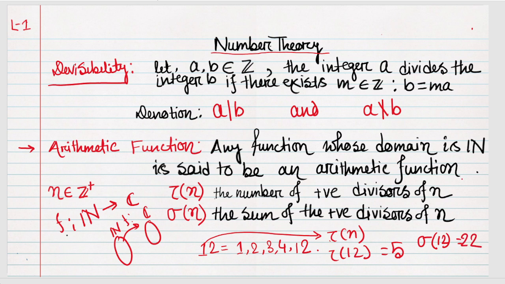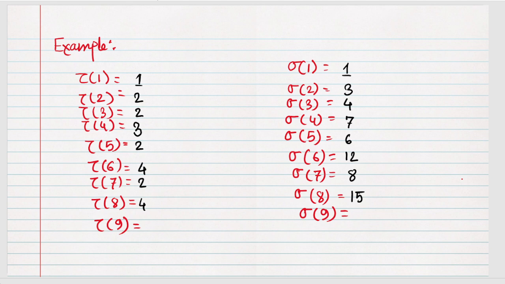If we move to our next slide, there are a few examples: tau of 1 equals 1, tau of 2 equals 2, tau of 3 equals 2. Similarly, if you solve the following consecutively, then you will get the answers 1, 2, 2, 3, 2, 4, 2, 4, 3 for the taus of 1 2 3 4 5 6 7 8 9. We know that tau of n is the number of positive divisors, that's why these are the values.